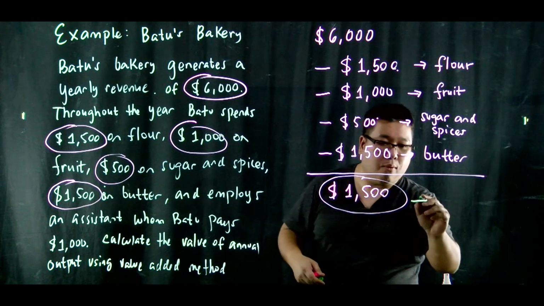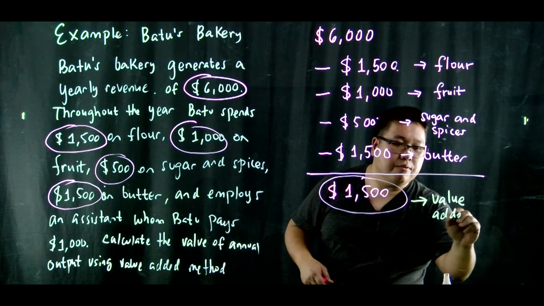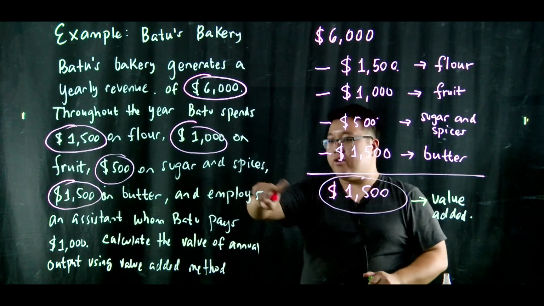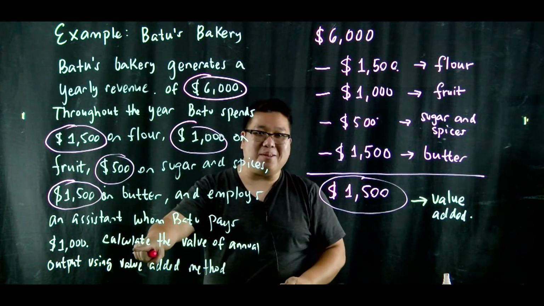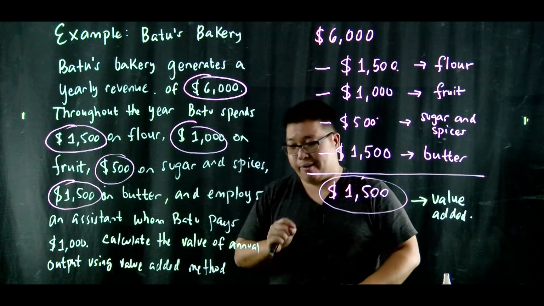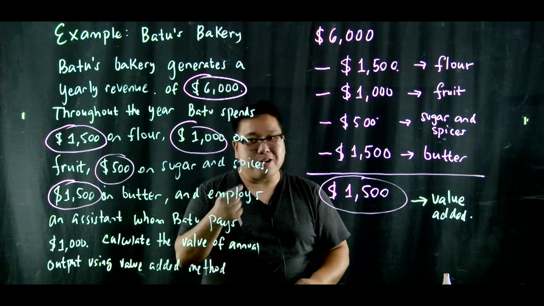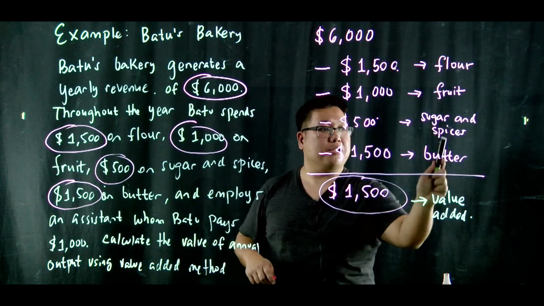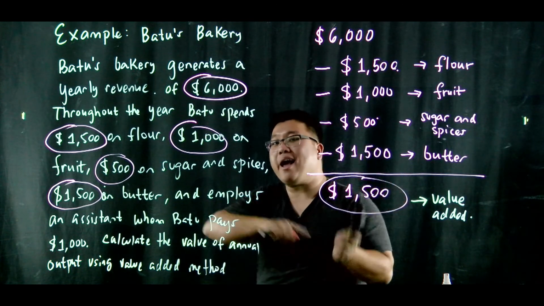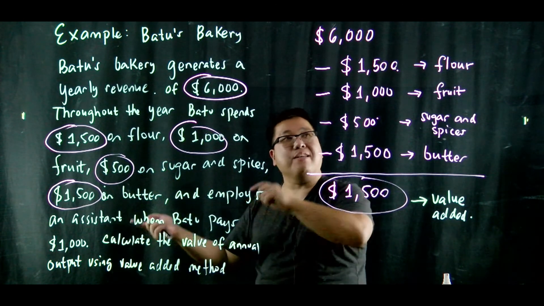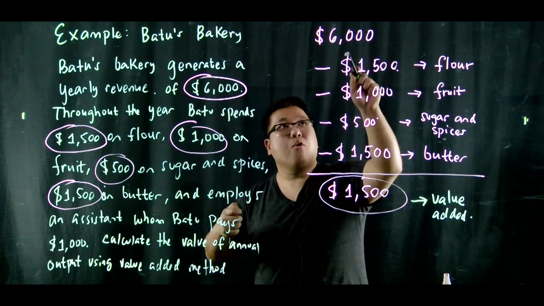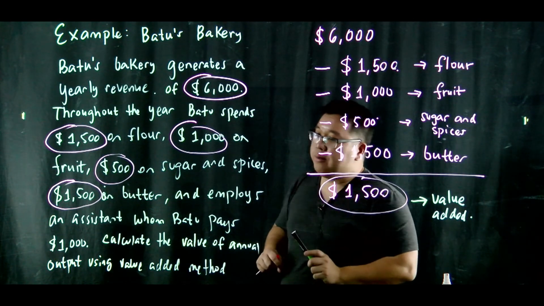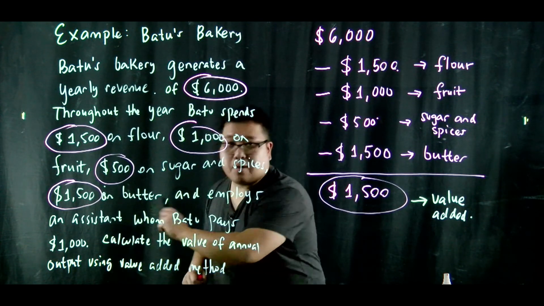Now the question is: why didn't we include the cost of the assistant? The reason is the following. Of all these, this one is actually labor. This is not an intermediate good. The firm, Batu's Bakery, purchased the hours of the worker, which is not considered an intermediate input. In contrast, flour, fruit, sugar and spice, and butter are goods that were produced by another firm. These are the intermediate goods whose value we have to take into account when computing value added. So we will not include the cost of labor, which is $1,000.